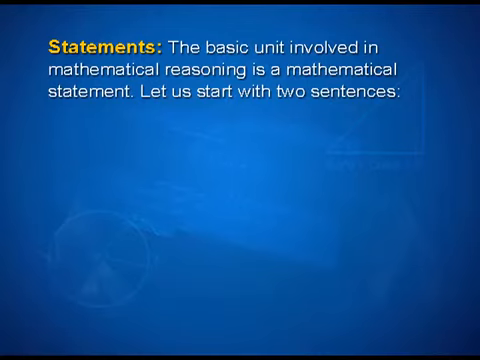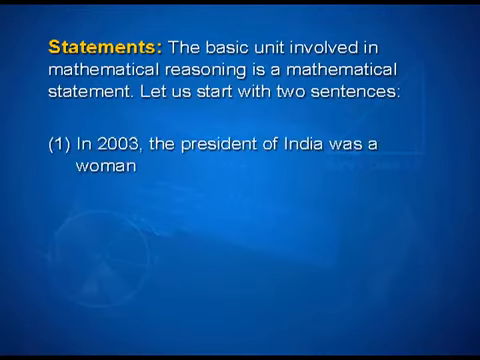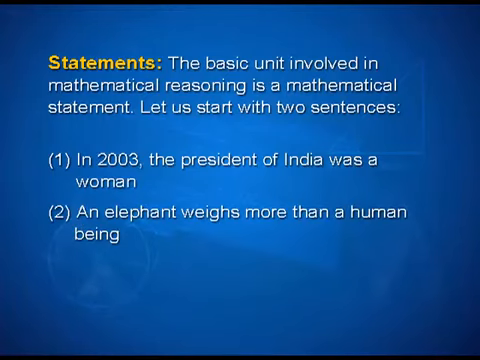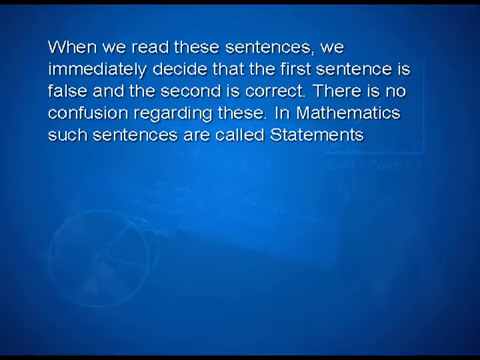Let us start with two sentences. First one, in 2003, the President of India was a woman. Sentence second, an elephant weighs more than a human being. When we read these sentences, we immediately decide that the first sentence is false and the second is correct. There is no confusion regarding these. In mathematics, such sentences are called statements.